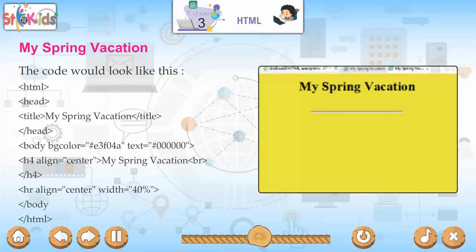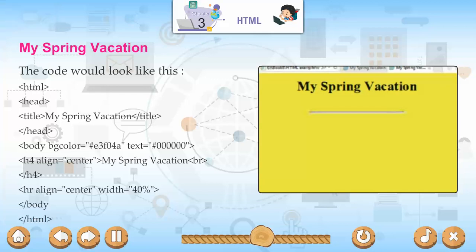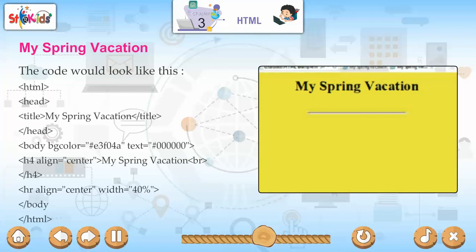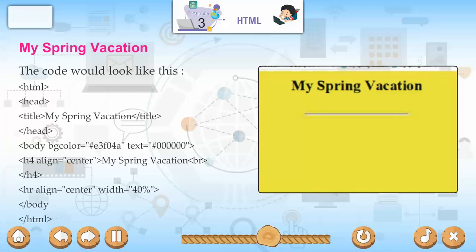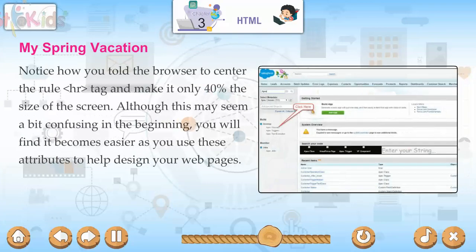Opening tag H4 ALIGN equals double quote center double quote closing tag, slash H4, opening tag HR ALIGN equals double quote center double quote WIDTH equals double quote 40% double quote closing tag. Opening tag slash body closing tag. Opening tag slash HTML closing tag.